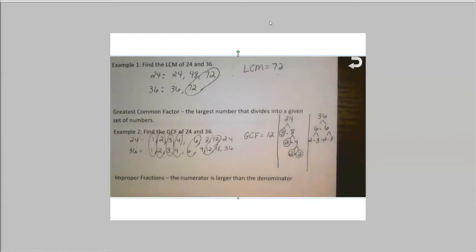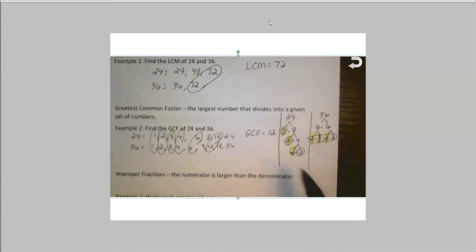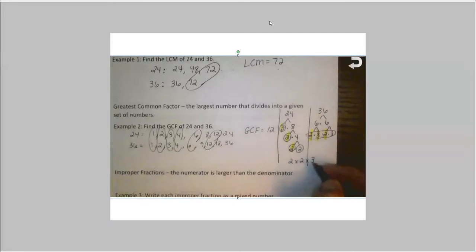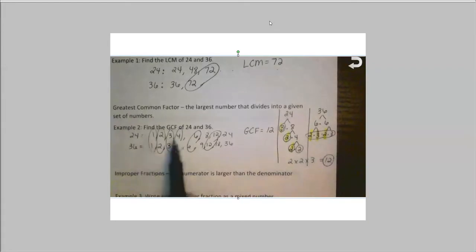So to find the greatest common factor of these numbers, I would want to find what prime factors they have in common. Notice this one has 2 2s, so I can highlight 2 2s over here. And this has just 1 3, so I need to highlight just 1 3 over here. What they have in common: each of them are divisible by 2, 2, and 3. Well, 2 times 2 times 3 is 4 times 3, or 12. So either way, whether you list all the factors or do the prime factorization with a factor tree, we can see that the greatest common factor is 12.